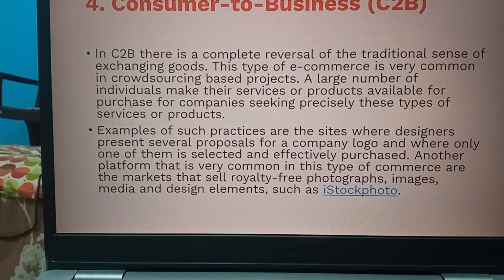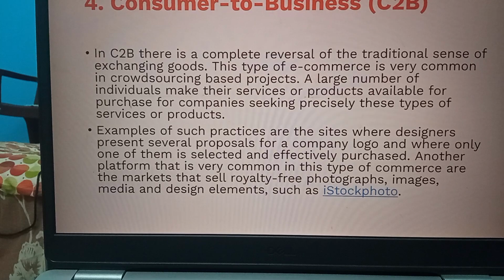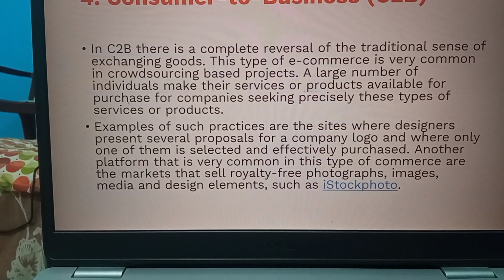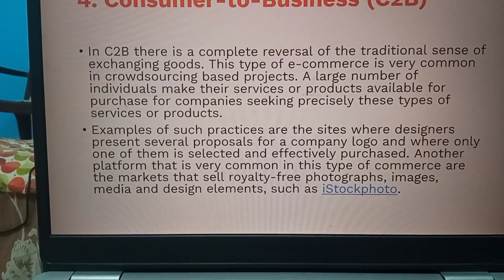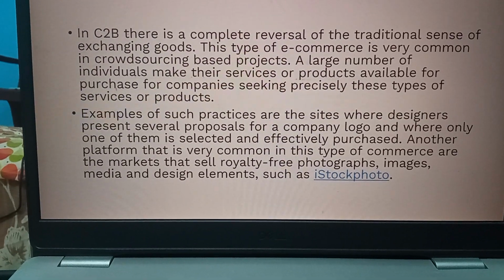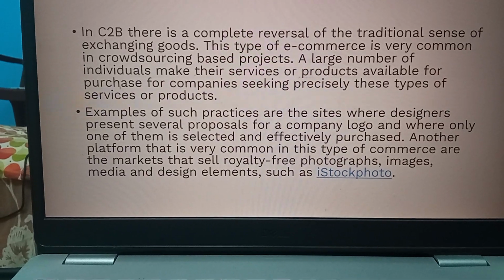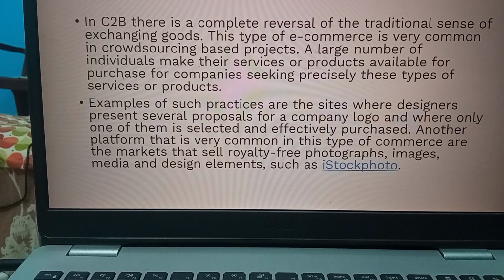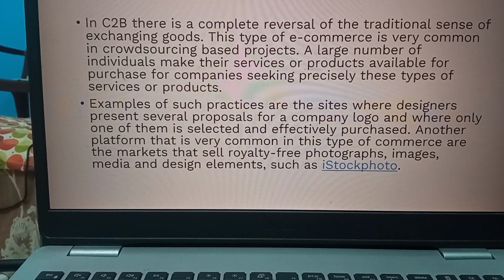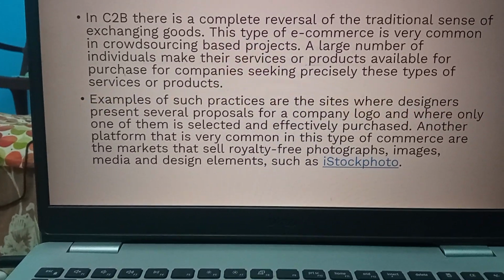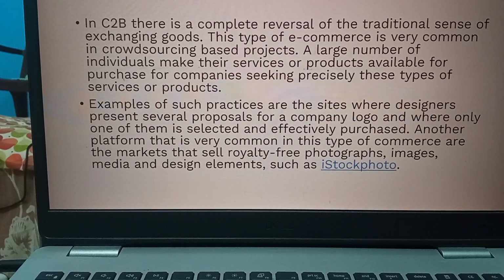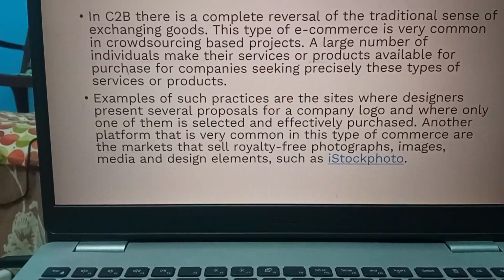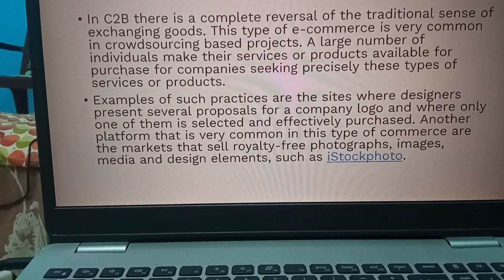services or product. Example of such practices are the sites where designers present several proposals for a company logo and where only one of them is selected and effectively purchased. Another platform that is very common in this type of commerce are the market that sell royalty free photographs, image, media and design element such as iStock photo.